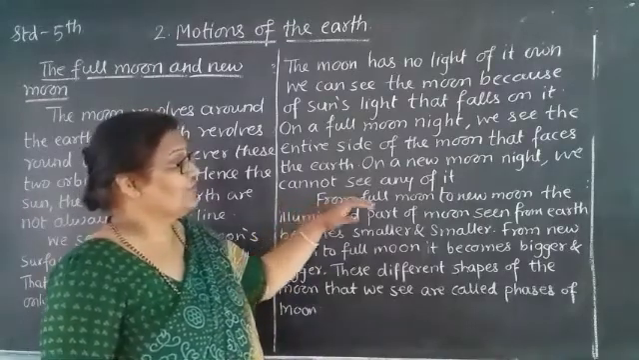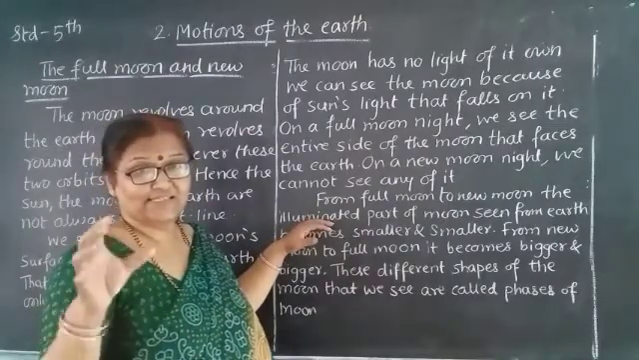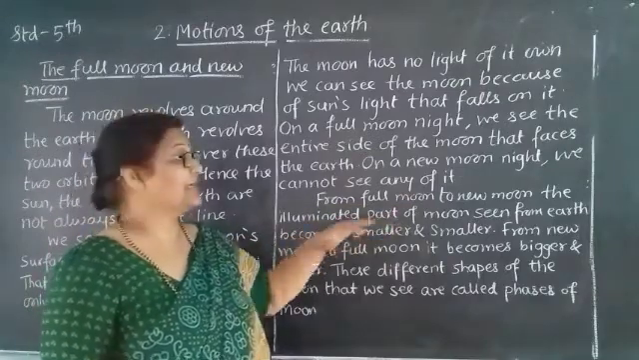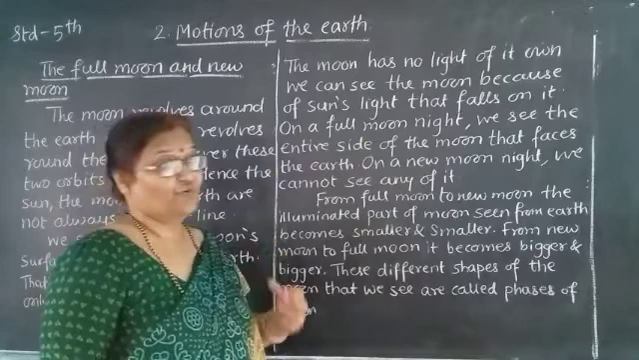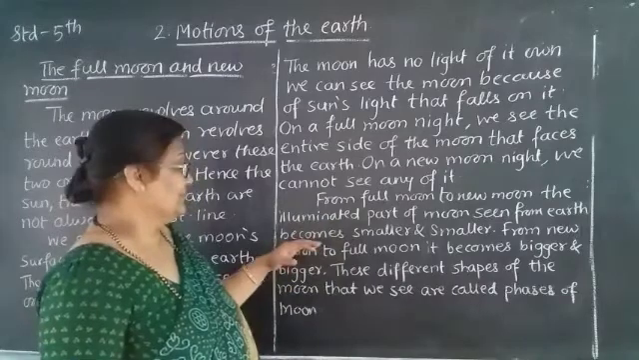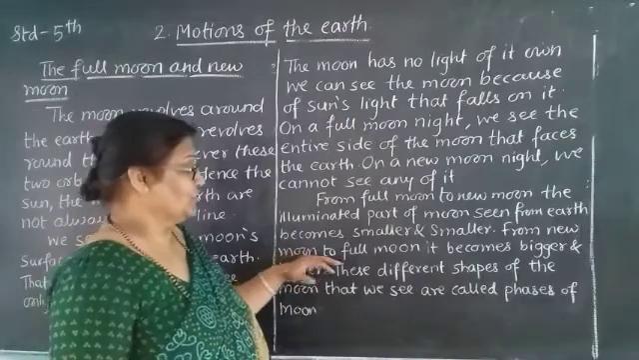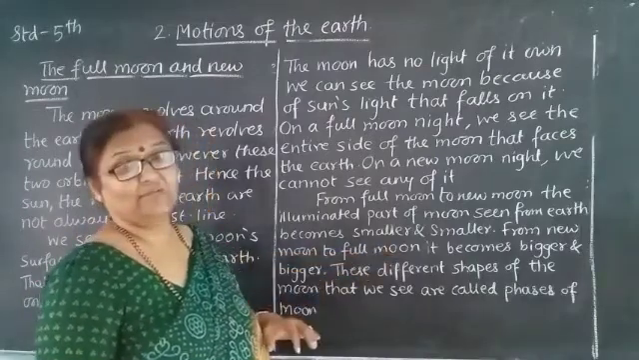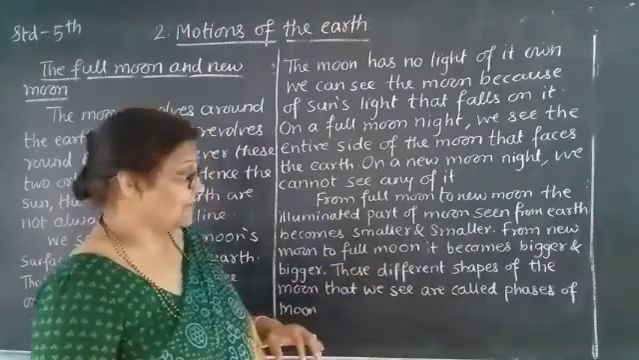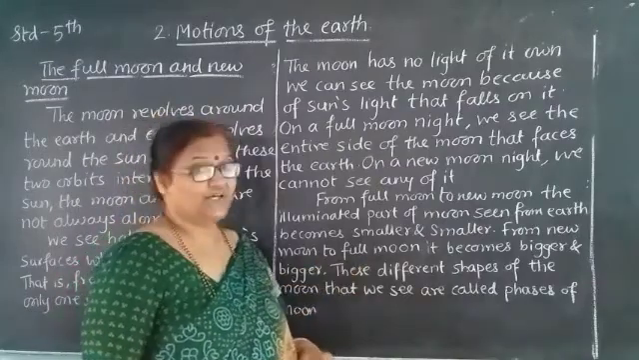From full moon to new moon, the illuminated part of the moon seen from the earth becomes smaller and smaller. From new moon to full moon, it becomes bigger and bigger again. These different shapes of the moon that we see are called the phases of the moon.